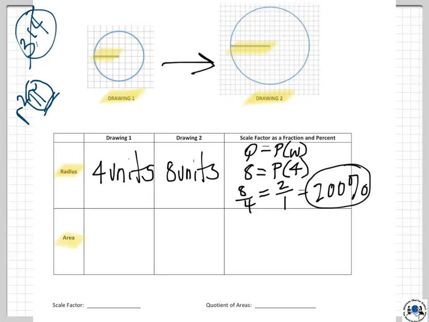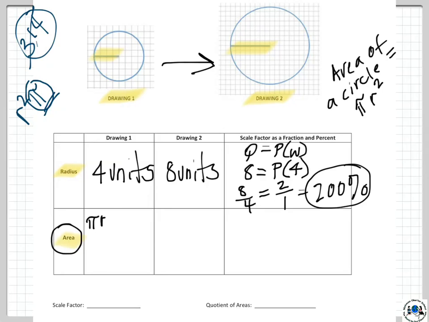Okay, and so that is my scale factor as both a fraction and a percent going from drawing 1 to drawing 2. Okay. Area is going to be a little bit different. Now, area of a circle equals pi, like I said, pi times r squared. Okay, but we're going to just keep this in terms of pi.